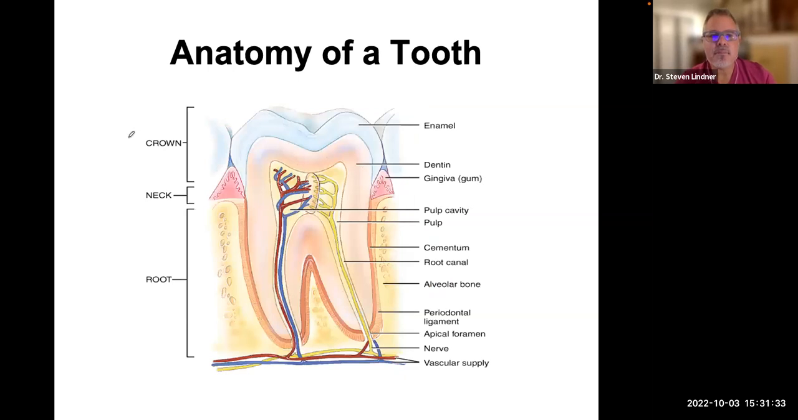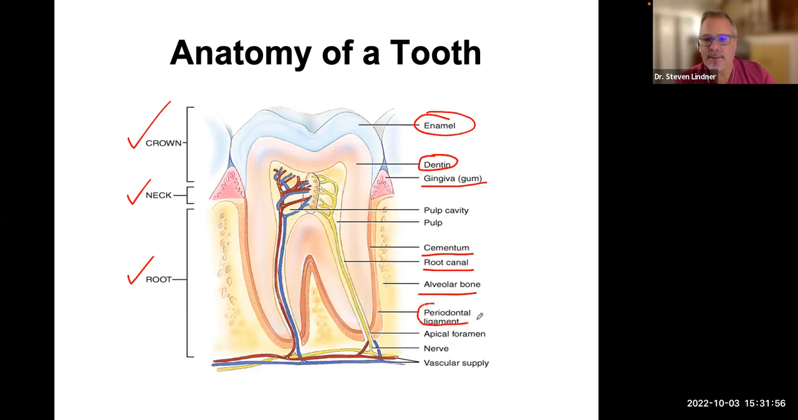Again, here's the crown, the neck, and the root. The enamel is above the gum. Here's the dentin. Here's the gingiva or the gum. Here's the cementum. Here's the root canal. Here's the alveolar bone. Here's the periodontal ligament. And then here's the nerve and the vascular supply that's going in the root canal. Okay, and then this dilated part of it is called the pulp cavity.